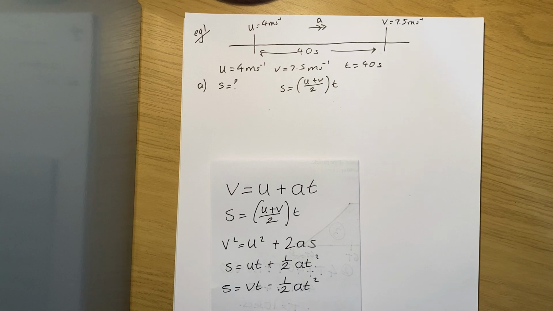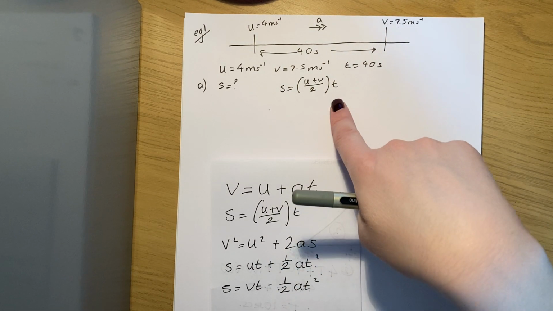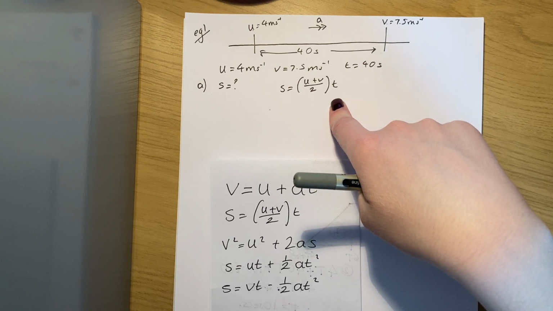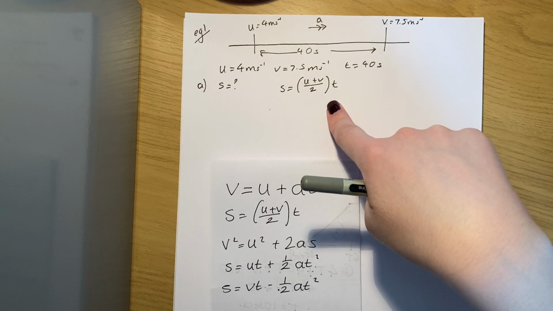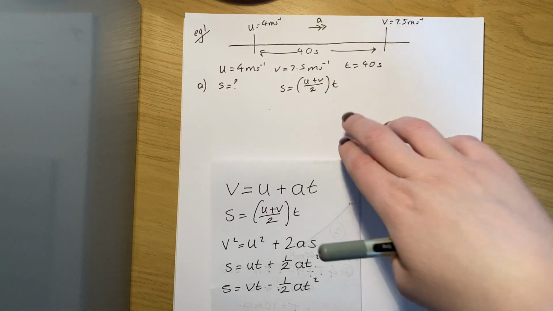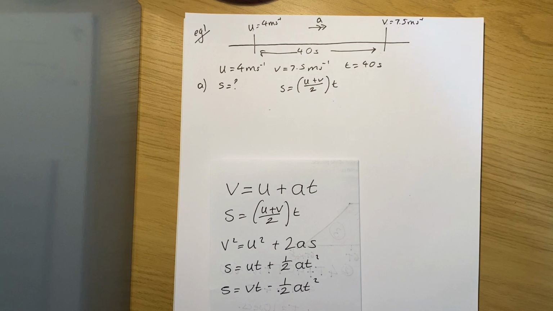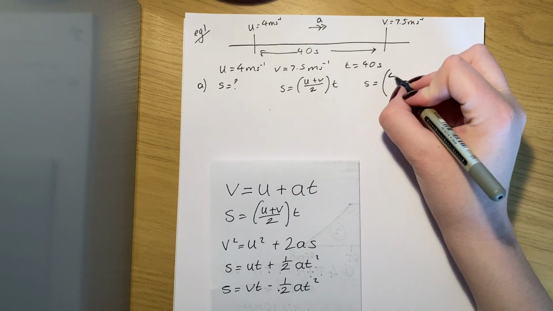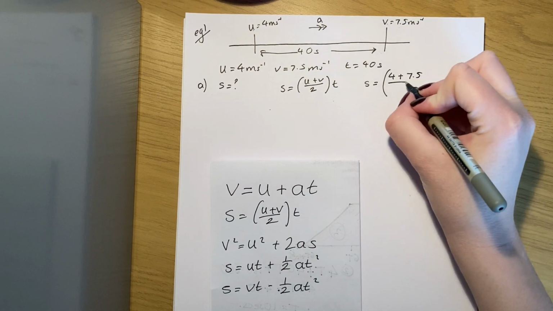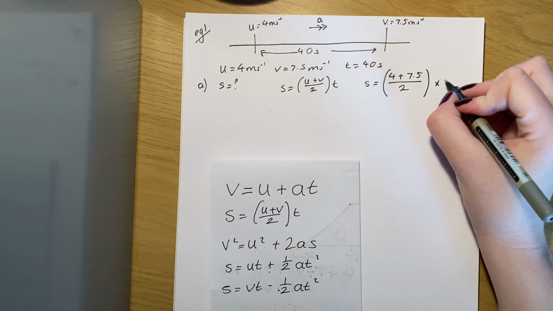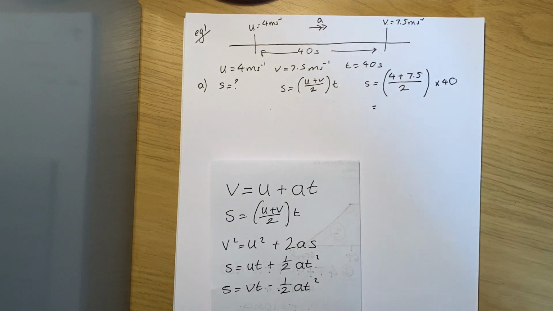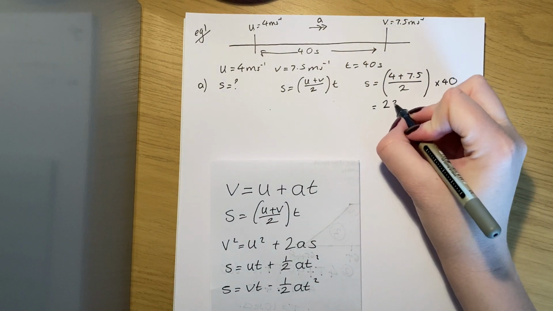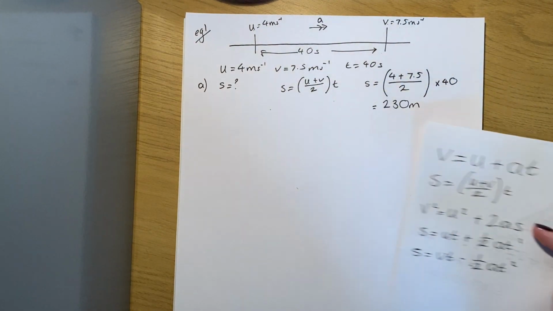Now, you don't get marks for selecting the right formula all of the time. Sometimes you do, because you're given them. They don't tend to give you the marks. But I still think it's worth writing it out, just in case you make an error in the copying. So if you say, this is the formula I'm using, they go, okay, they've copied the formula wrong, but they've substituted into that formula right, so you might get marks that way. So S is equal to, so U, 4, plus V, 7.5, over 2, multiplied by 40. So we pop that in our calculator, and we get 230 metres.